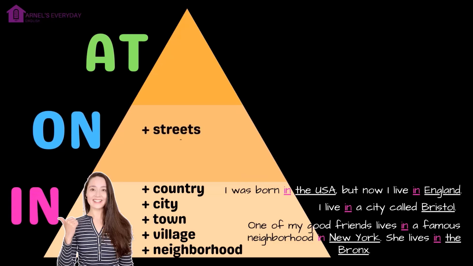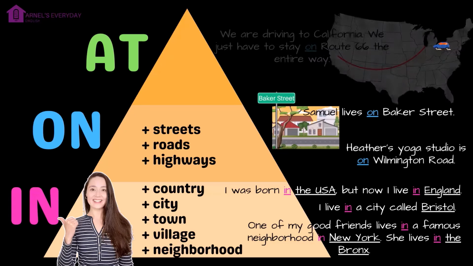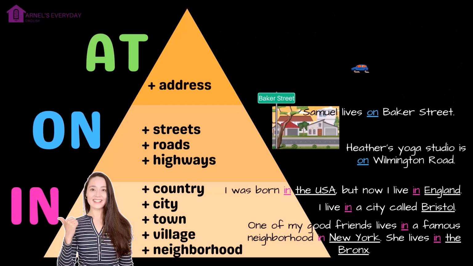On streets, roads, highways. Samuel lives on Baker Street. Heather's yoga studio is on Wilmington Road. We are driving to California. We just have to stay on Route 66 the entire way. And Route 66 is a famous highway in the US. At plus address. Samuel lives on Baker Street, but he lives at 32 Baker Street. You can see with the specific address, you have to change the preposition.